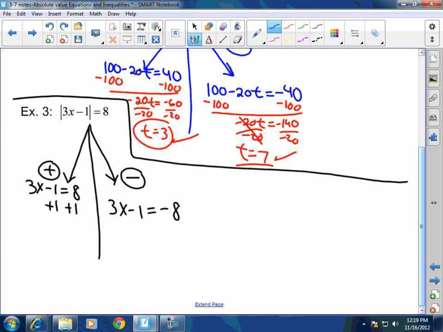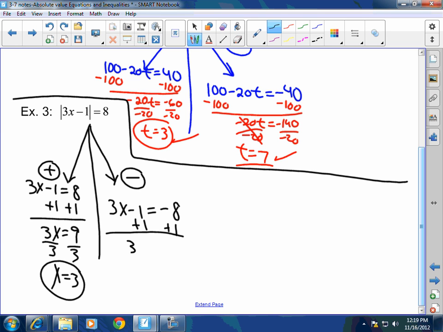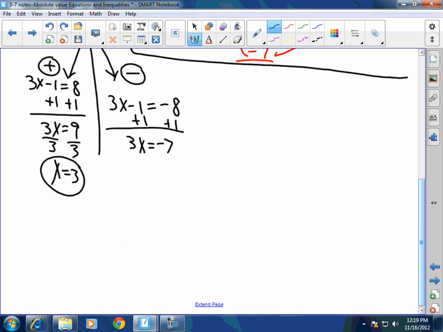Yeah, you add 1 to both sides. Divide by 3. X is 3, you mean, but thank you. Add 1. 3x equals -7, correct, sir. Divide by 3, correct, sir. -2 1/3, good job.